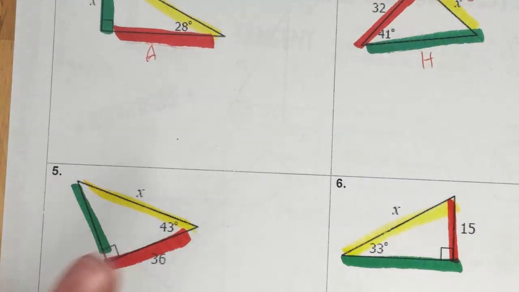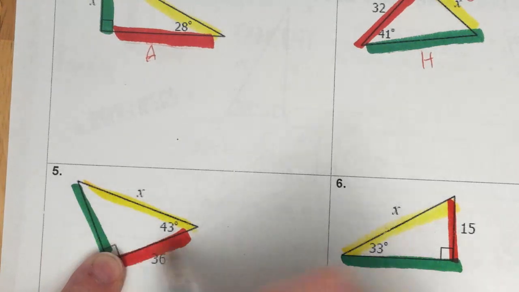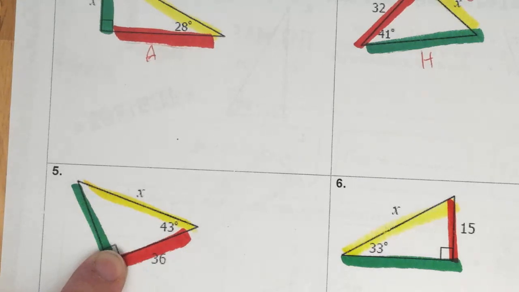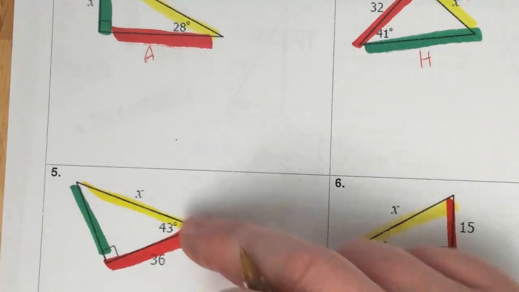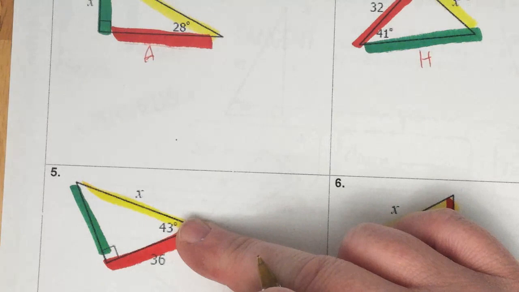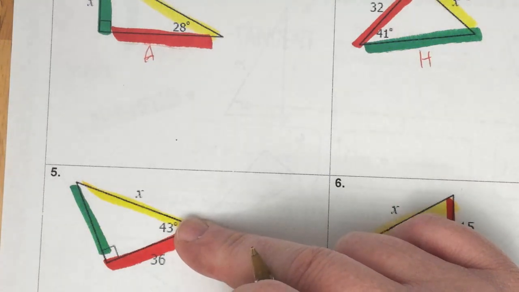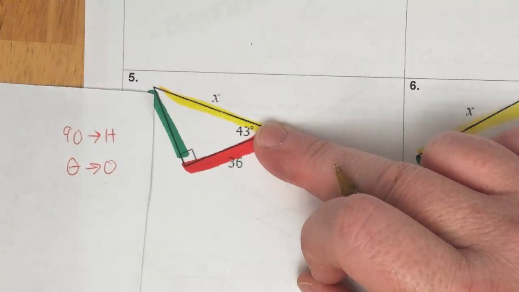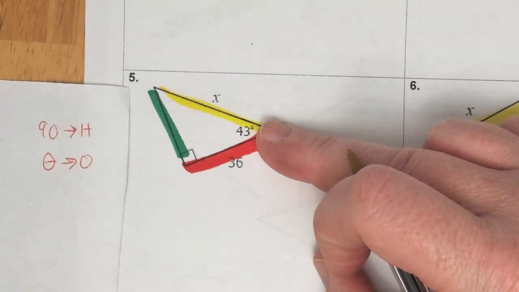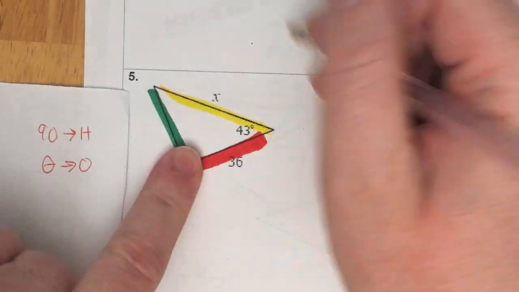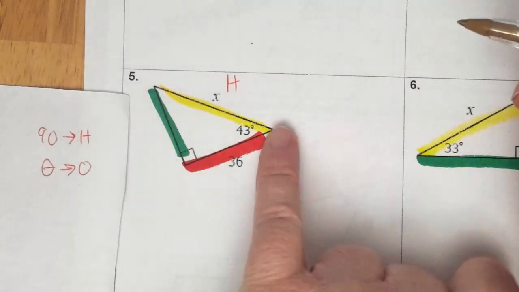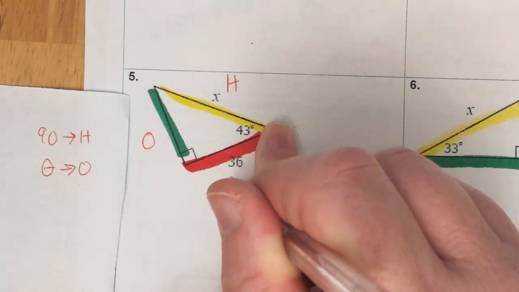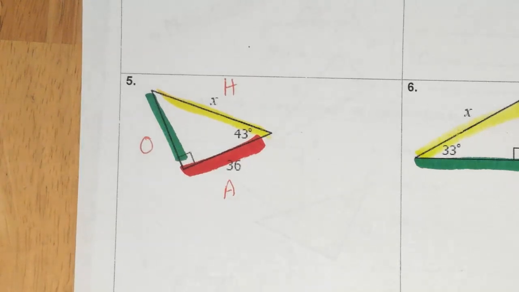All right, number 5. Put your finger on the 90. This right here. The one side you're not touching is H. What color is that? Okay. Put your finger on the theta. The one side you're not touching is O. And the leftover side is A. And you should be touching that. All right, let's see if you did this. So H, O, and the leftover side, which you're also touching, is A. All right, let's try again.